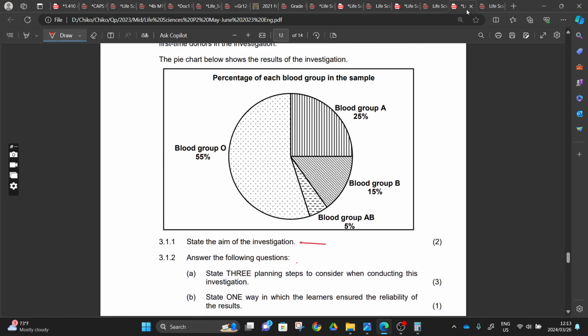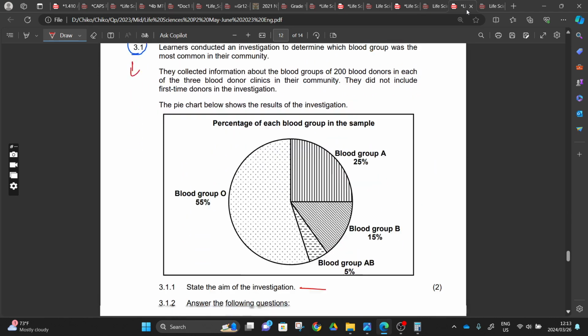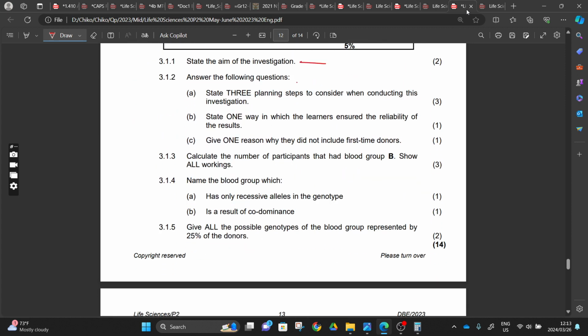Or this one, if you want to do it you can do it, but let's have it the day when we'll be doing our practical examination, because it also wants you to state the reasons why we included this, why the reliability of results. In each and every experiment, what do we do for that experiment to be reliable? And then here we'll say conducting the 3 planning steps.